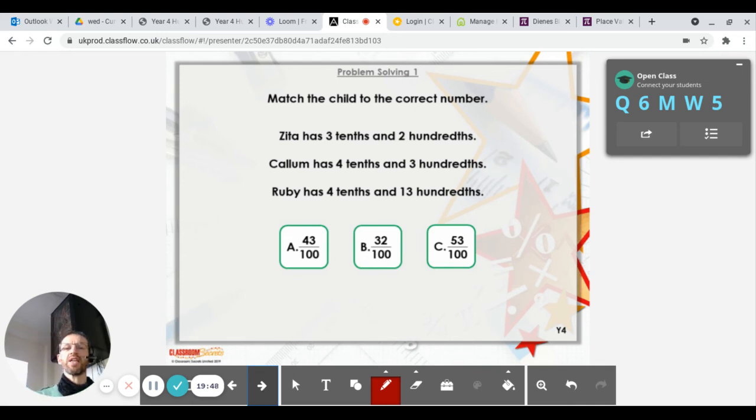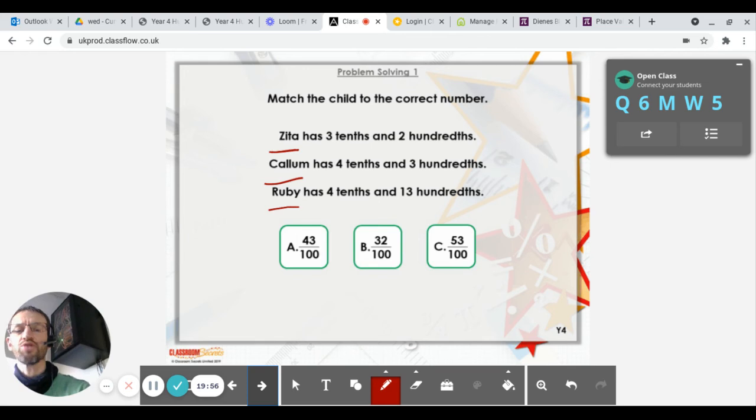Problem solving 1. It says, match the child to the correct number. So we've got 3 children. Think about these children. We've got Zeta, Callum and Ruby. Zeta has 3/10 and 2/100ths. Callum has 4/10 and 3/100ths, and Ruby has 4/10 and 13/100ths.